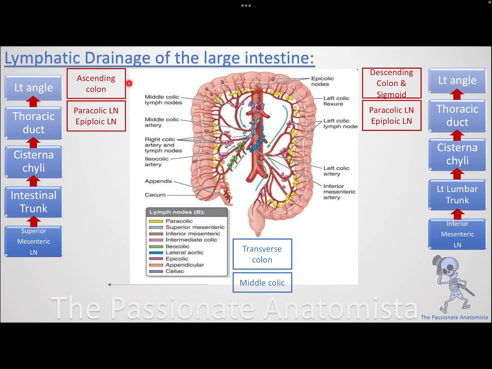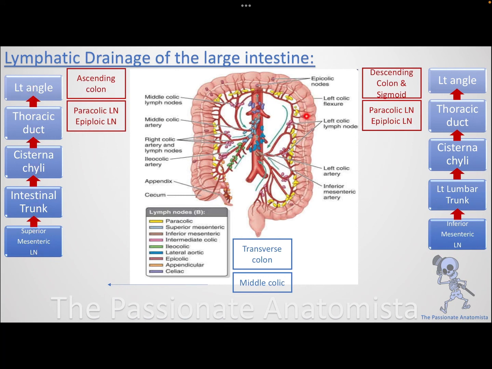These lymph nodes eventually drain into, if we are at the ascending colon all the way to the junction between the right two-thirds of the transverse colon and the left one-third, it means this is my midgut. So it means the artery that supplies the midgut is the superior mesenteric artery. So the lymph nodes that drain the paracolic and epicolic of the ascending colon and the medial two-thirds of the transverse colon drain into the superior mesenteric, and then I follow the same way.